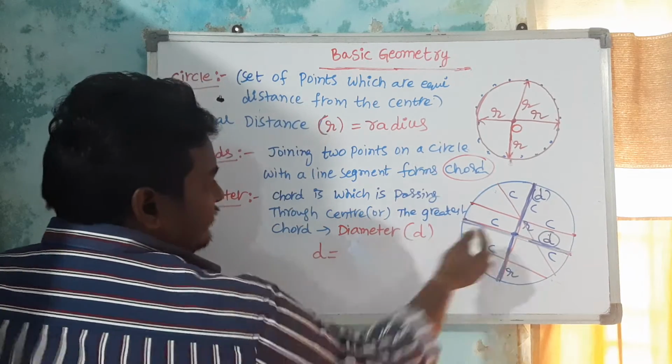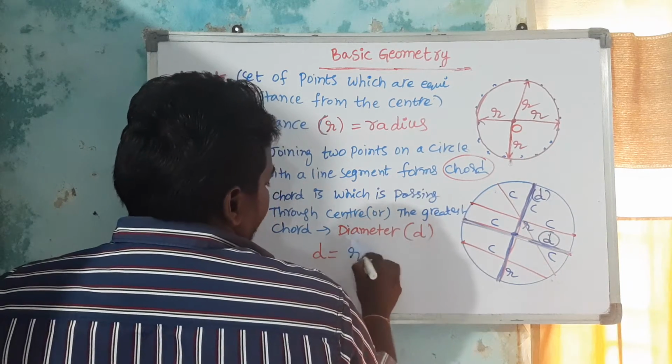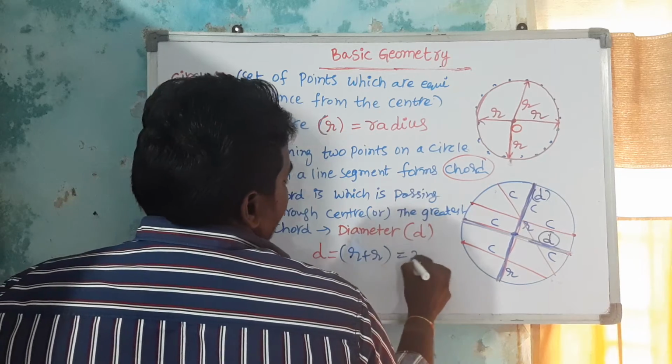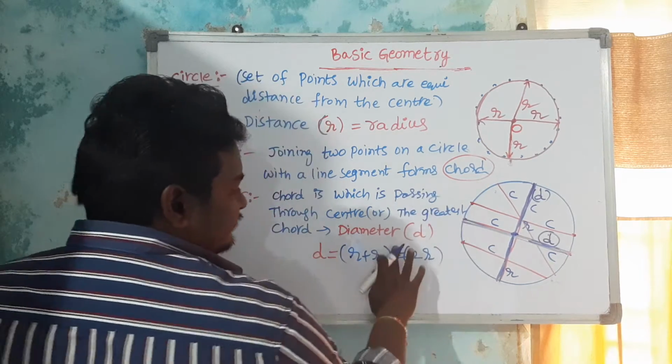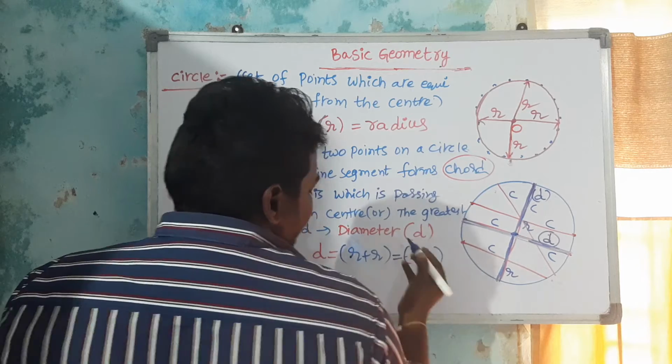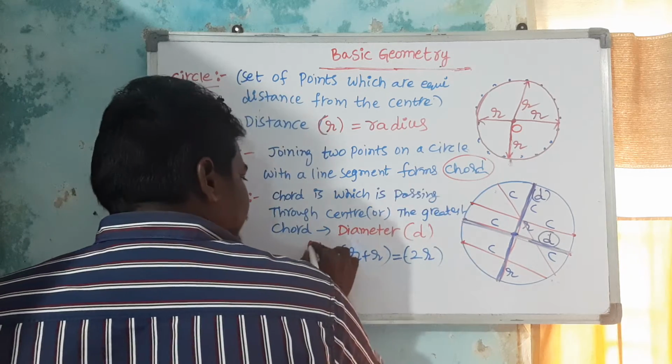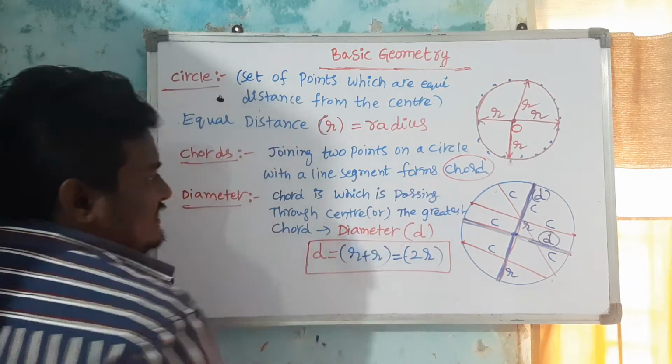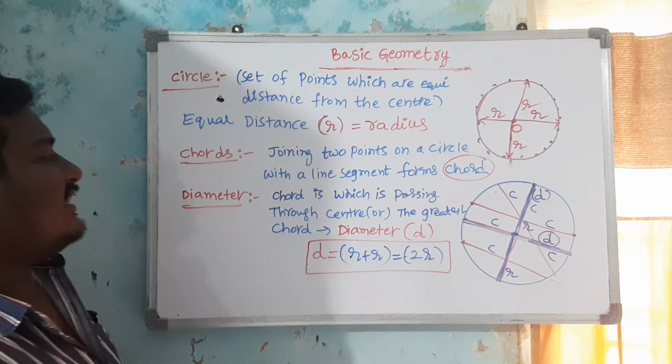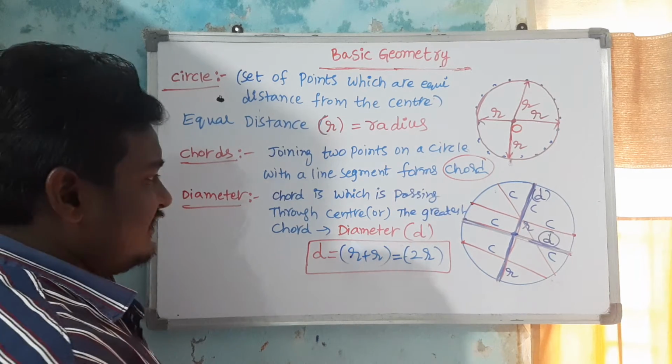From the figure, d equals r plus r, which is nothing but 2r. D equals r plus r is nothing but 2r. Yes, these are chords and diameter.